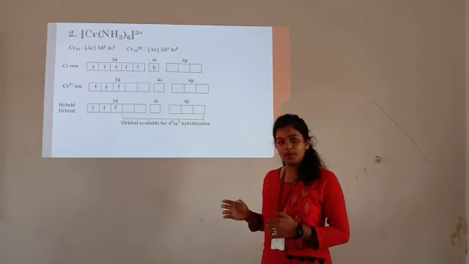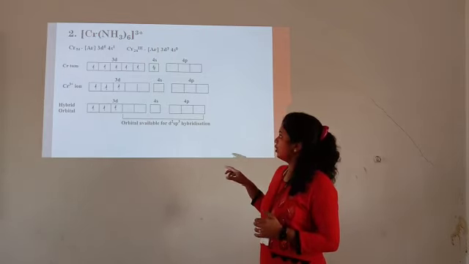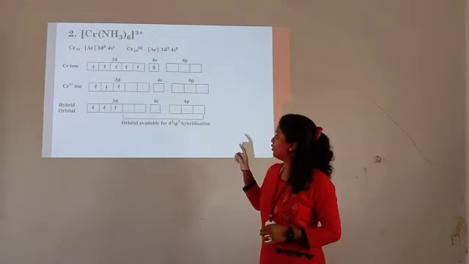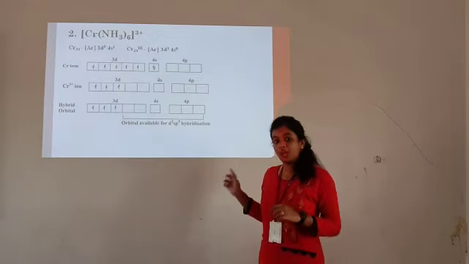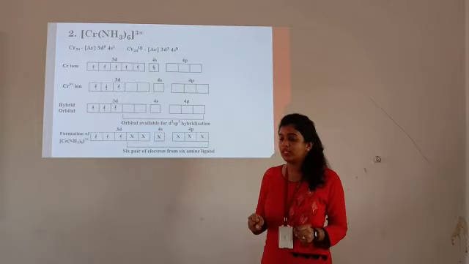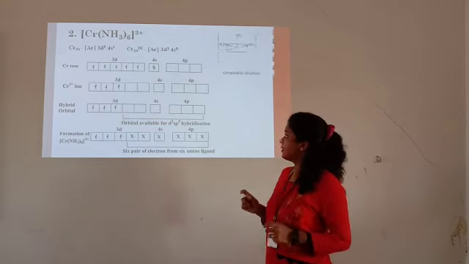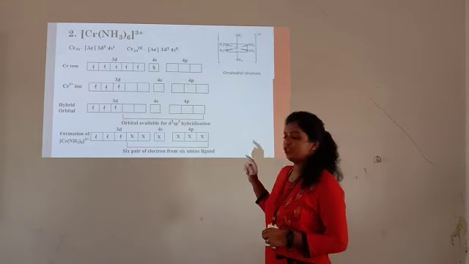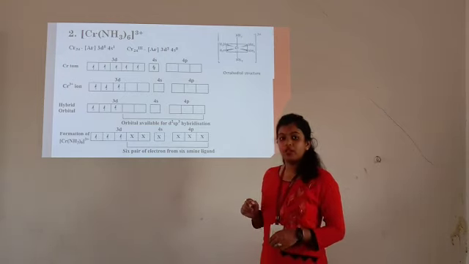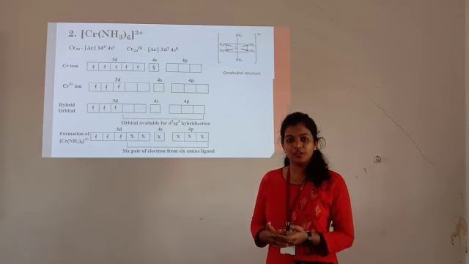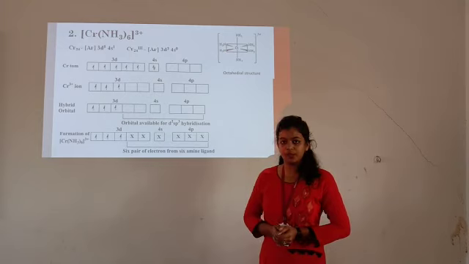In this combination, only 3d, 4s and 4p orbitals are involved, so they form 4d2sp3 hybrid orbitals, each of which accepts electrons from 6 amine and forms a complex Cr(NH3)6. This complex is octahedral in shape. It contains 3 unpaired electrons, so it is paramagnetic in nature.